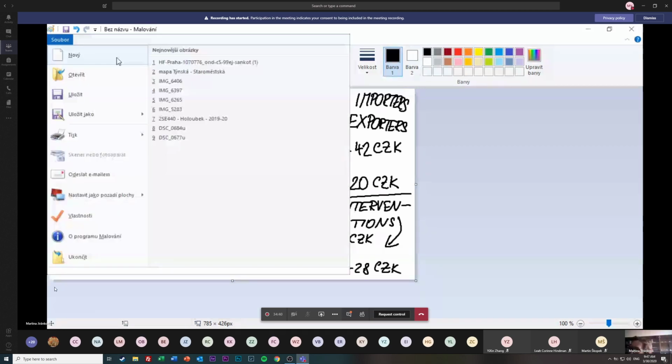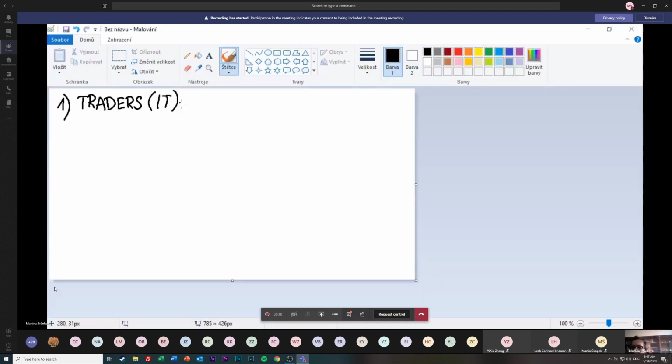What is it? The currency market, we have talked about it, that there is demand and supply. Who is in the currency market? At first, there are traders connected with international trade: exporters and importers.